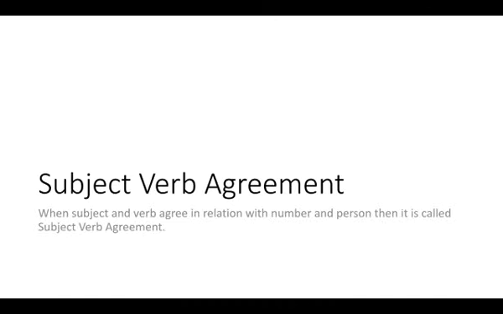So when subject and verb agree in relation with number and person, then it is called subject-verb agreement. Means when subject and verb are placed properly and they agree in relation with what? With person and with number. So then it is known as subject-verb agreement.